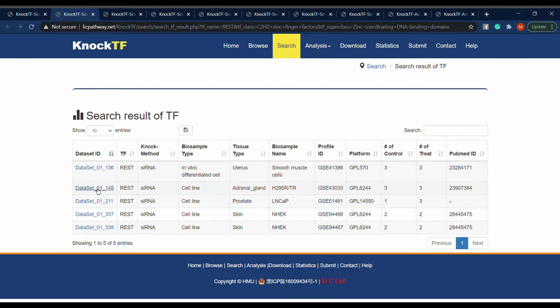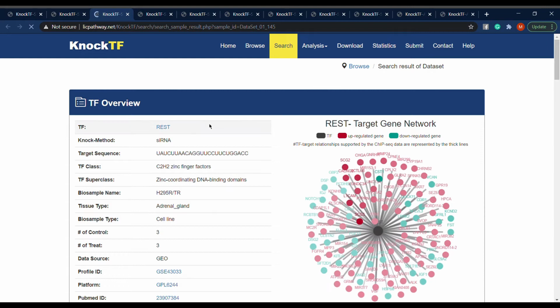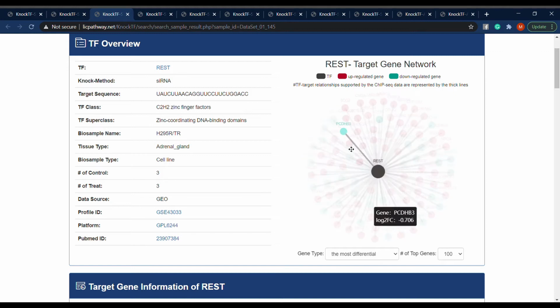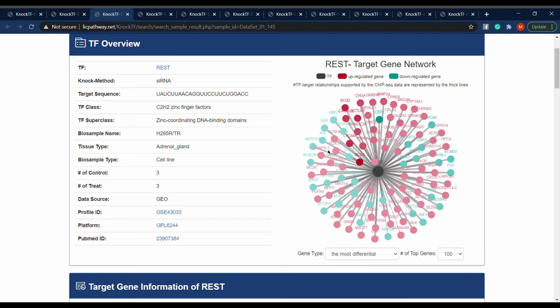If I want to look at REST expression in the adrenal gland, I can see an overview of REST, including the knock method of this dataset, the sequence REST targets on the DNA, its TF classification, and some information about the sample this data is from. I can also see a network of the top 100 differentially expressed genes in this set, with upregulated genes in red and downregulated genes in blue.